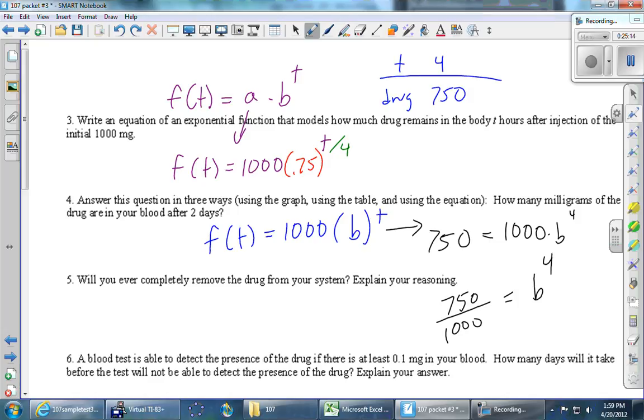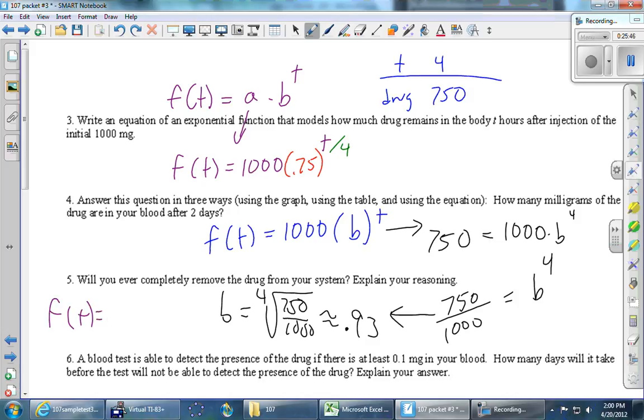And then what do we do to both sides? It's the 4th root, right? 4th root of 750 over 1,000. Now, if you did this t over 4 business, then you never did this 4th root stuff. So we're going to get a number that you have not seen before. Can somebody give that to me? 0.93. Thank you. 0.93. It's good. Let's write the formula. F of t equals 1,000 times 0.93 to the t.